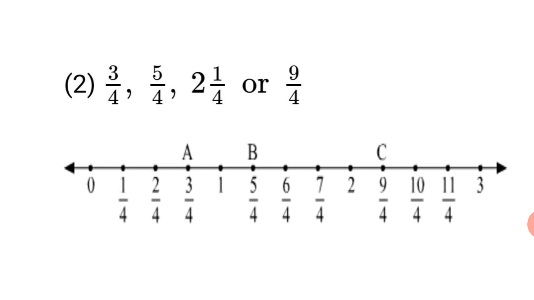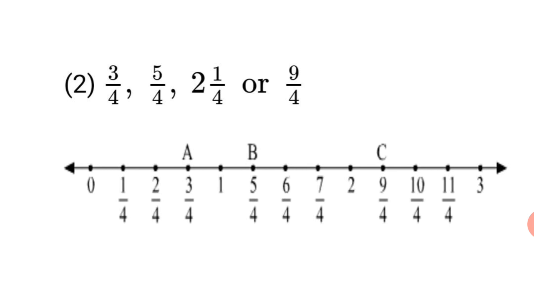Now, our question is 3 upon 4, 5 upon 4, 2 and 1 upon 4. We convert it into an improper fraction. 2 4s are 8 plus 1, 9, 9 upon 4. So let's start marking. From 0, let's count 1, 2, 3. 3 upon 4 will be marked with letter A. Then 4 upon 4 is 1. 5 upon 4 is our question, so we mark it with B.